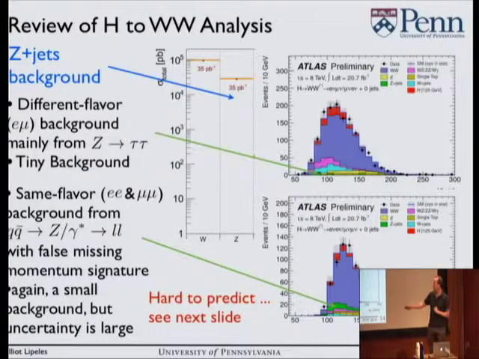But if I want to look at the same flavor category, EE and mu mu, it's much more difficult. And what ends up happening is that you have to make a lot of stringent requirements to get rid of this background.